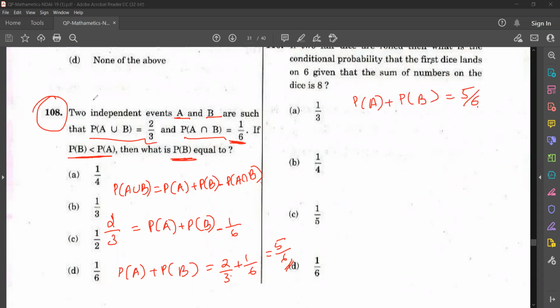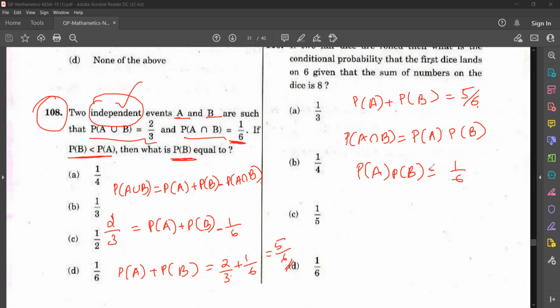Now listen, they have told that these are independent events. Why are they giving this? Because for any independent events, P of A intersection B is equal to P of A into P of B. So P of A into P of B, we have P of A intersection B, that is 1 by 6. So from this 1 and 2, just find out what P of A and P of B are. What are the values possible?